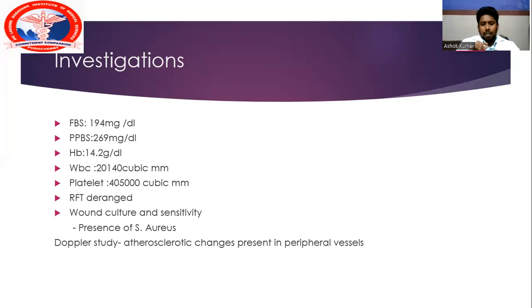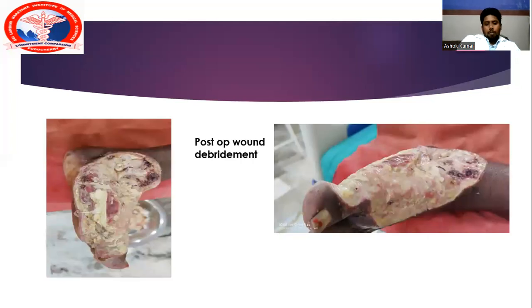So he had some minimal atherosclerotic changes over the peripheral pulses. So this is the post-operative wound of this patient. The floor is completely covered with slough, and the patient is draining pus. There was pus discharge from this region, tracking down in the lower one third of the leg, and initially he had erythema and surrounding induration, all present.